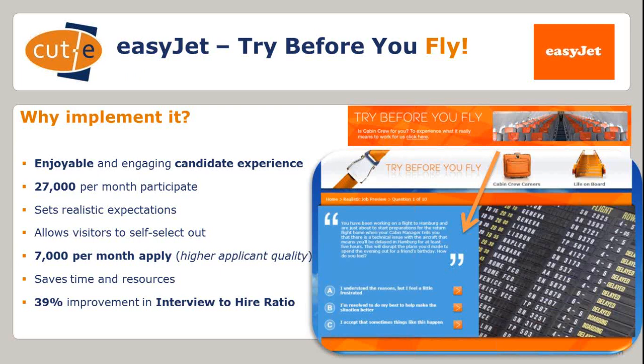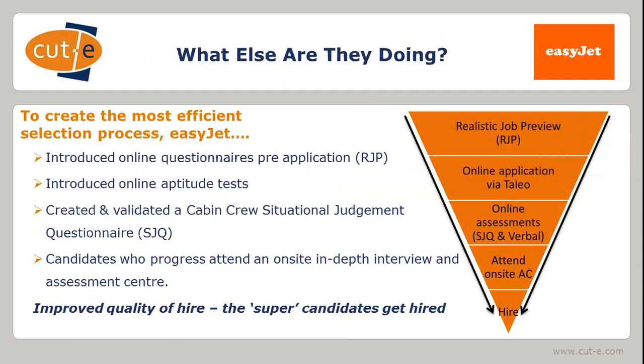And what it helps with is saving time and resources. In fact, they found when implementing this tool, along with some other things we'll tell you about in a moment, that there was a 39% improvement from interview to hire. And that means a lot fewer people have to be interviewed, which is great. Now, okay, you're going to say, yeah, Craig, but come on, what else were they doing? It wasn't just a realistic job preview, right? Well, that's a great question.